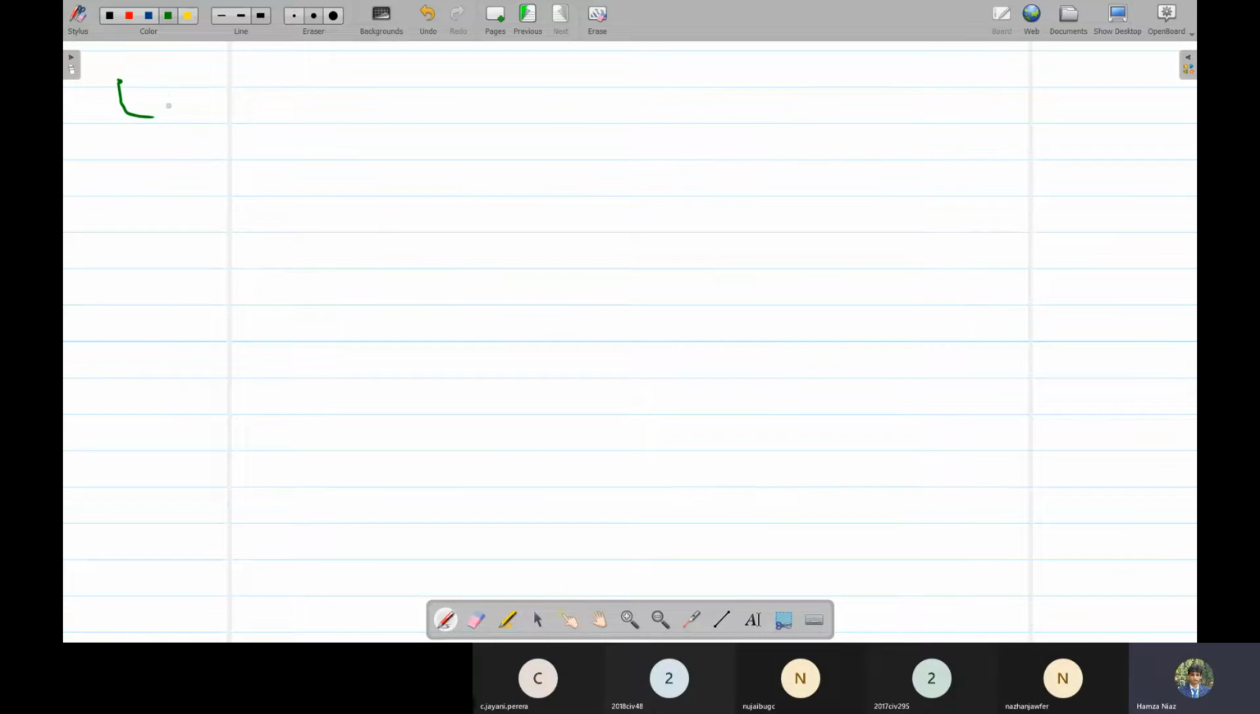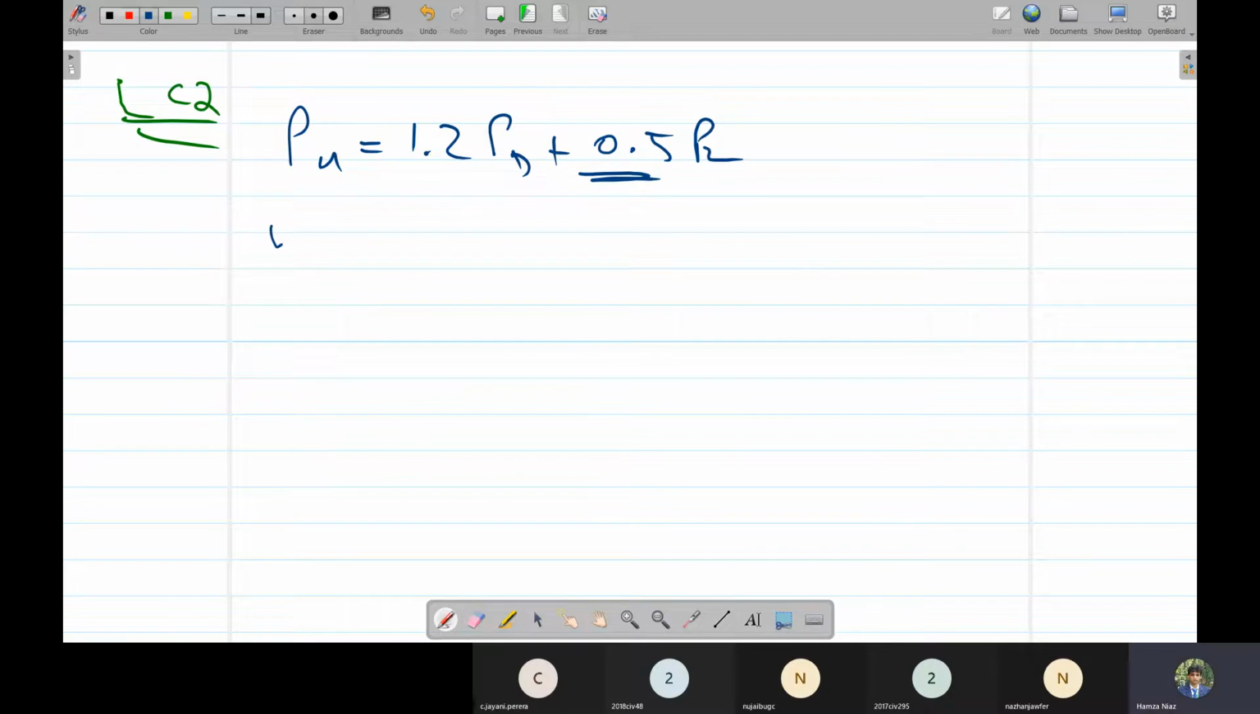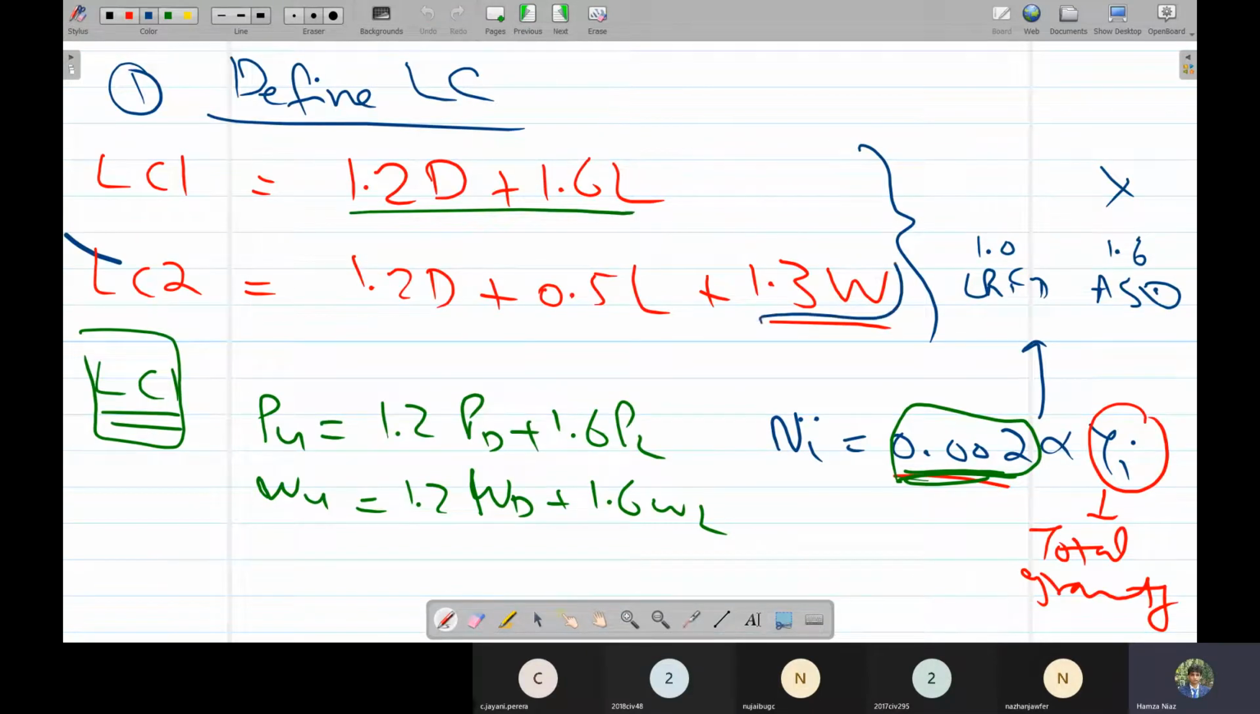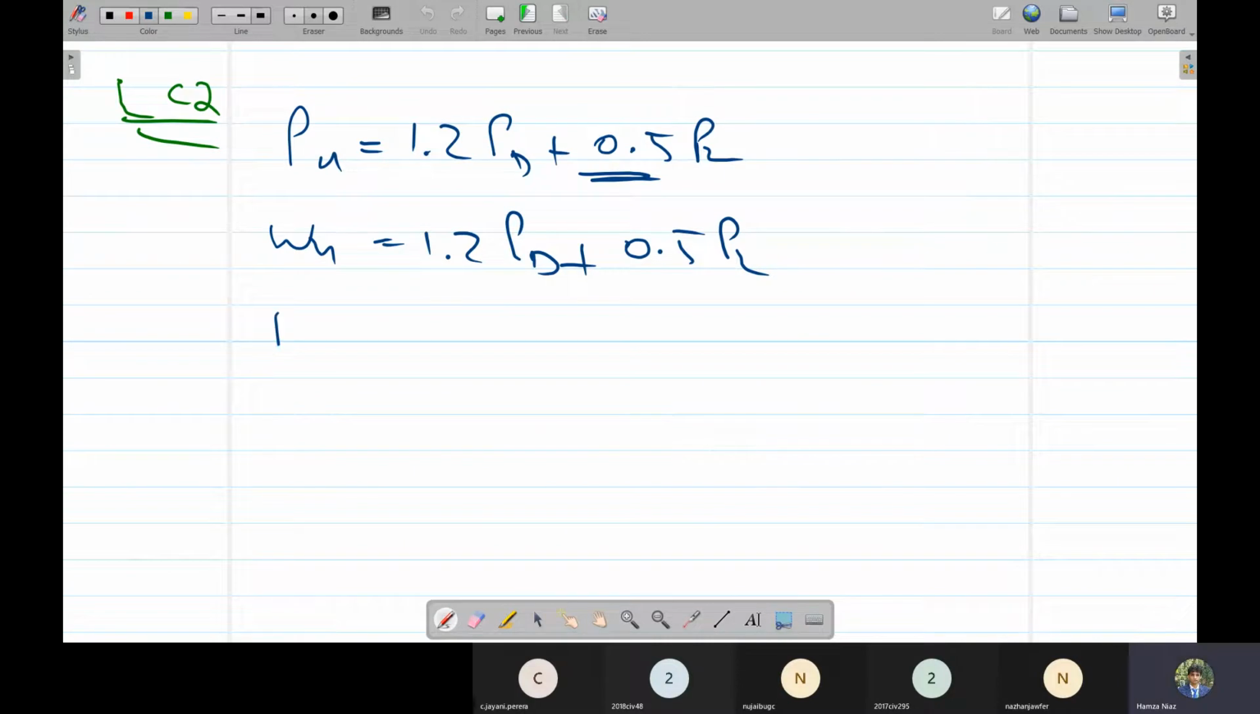Next, we have to do the same thing for load combination 2. Just the factor would be different. PU would be 1.2 PD plus 0.5 PL. This factor is different. Omega U is 1.2 omega D plus 0.5 omega L, and because we have wind load in this combination as well, we'll use H equal to 1.3 into HU, equal to 1.3 into whatever the wind load was. These are the load combinations.